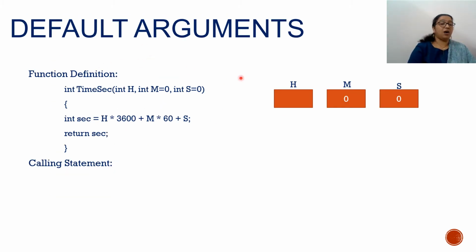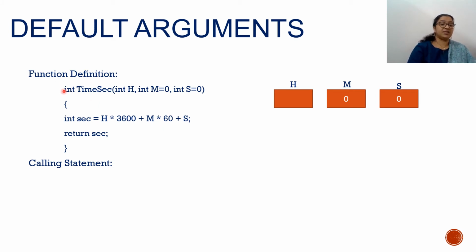Okay, now we can check how it will work on function definition and calling. See the function definition here. Here I put one example, for finding the total seconds from hour, minute and second. Int is the return type. Time second is the function name. Then in brackets: int h, int m is equal to 0, int s is equal to 0. Hour, minute and seconds we are passing, and m is equal to 0, s is equal to 0 means default arguments. We are assigning the default value as 0.